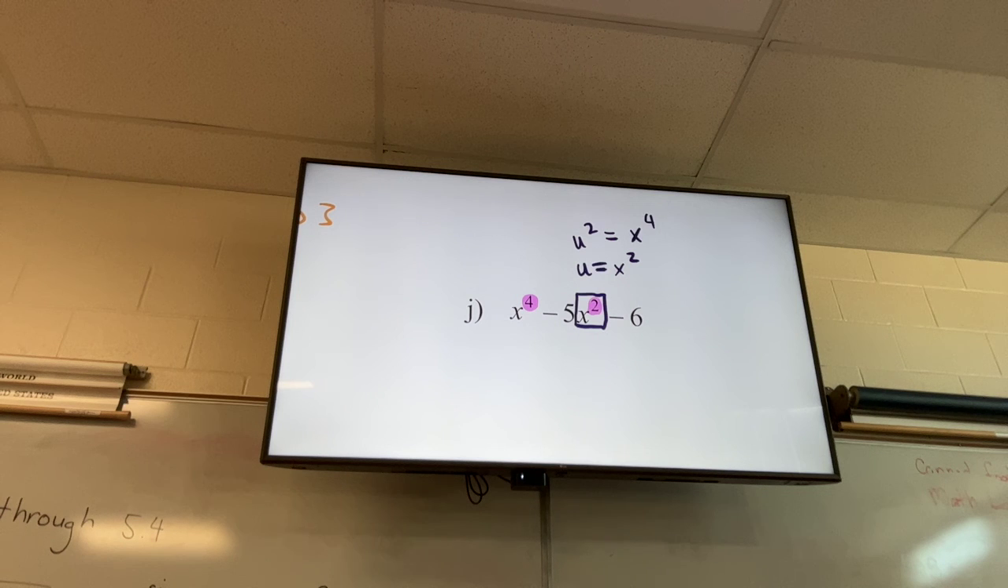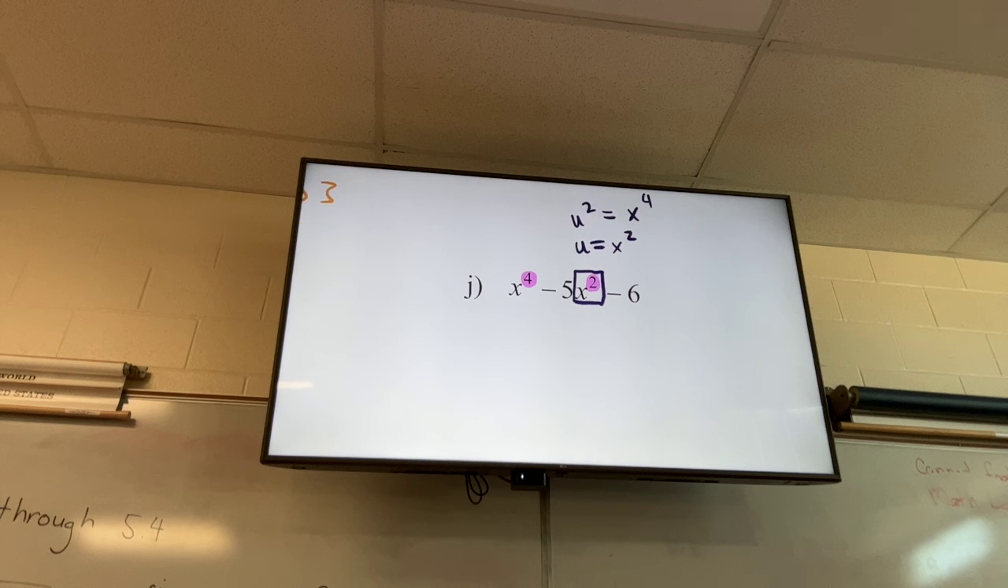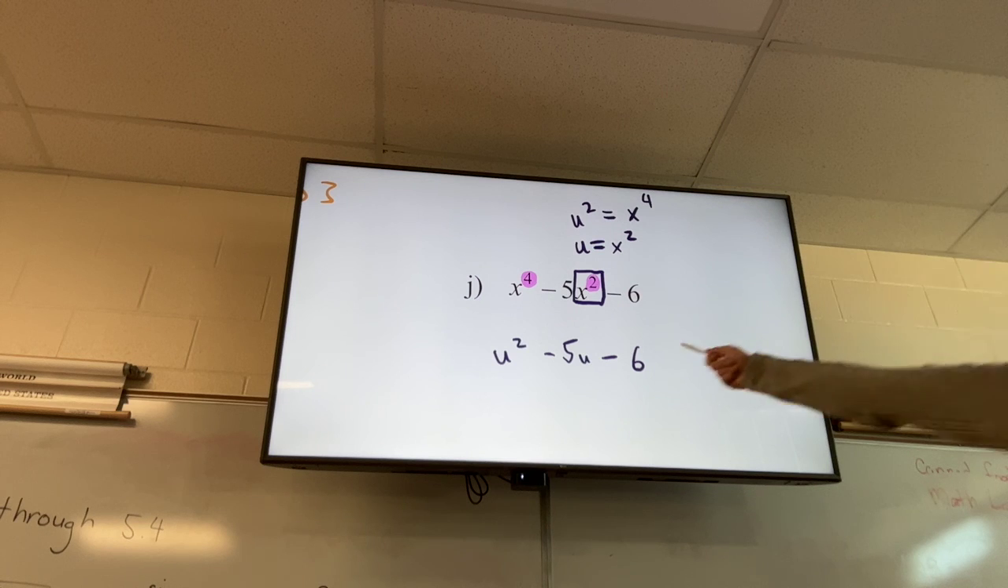And this is why it's called substitution, as I plug these in down here, right? X to the 4th is the same as u squared, and then x squared is the same as u, right? It's minus 6. Now, do you guys know how to do that problem?